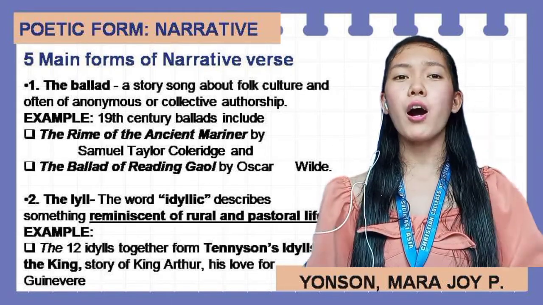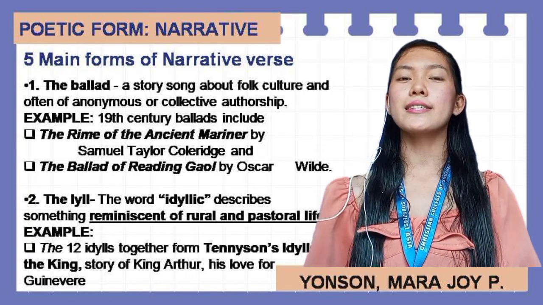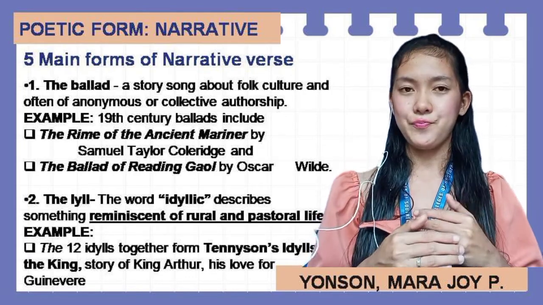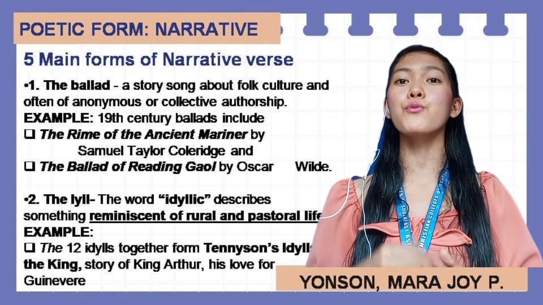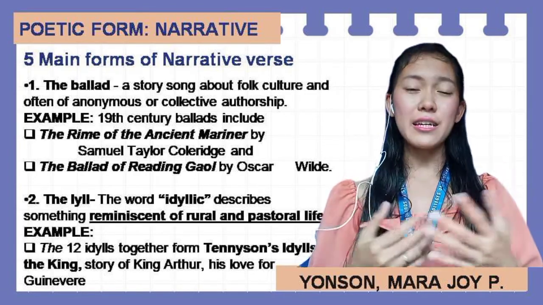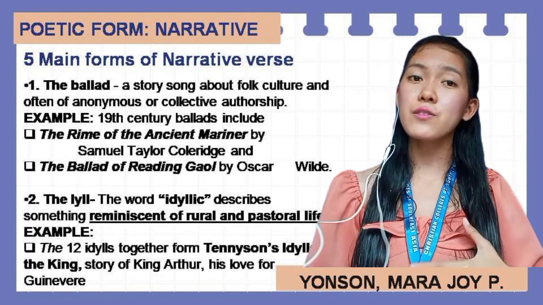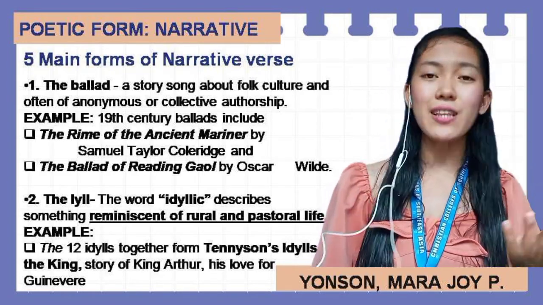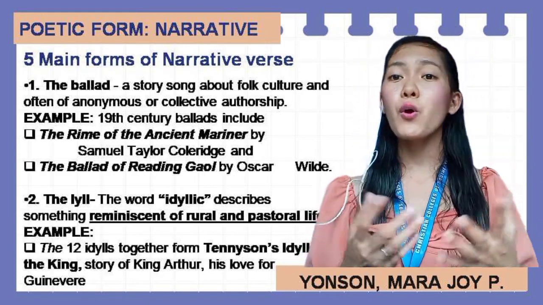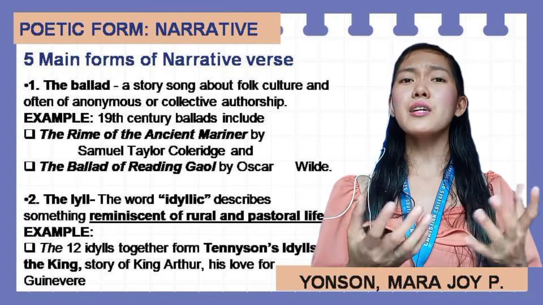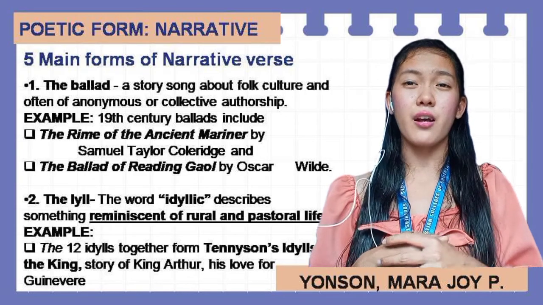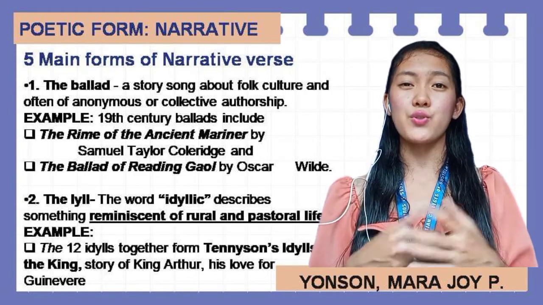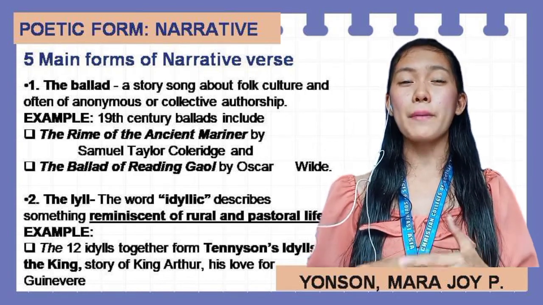The third type of narrative verse is the idyll. The word idyllic describes something reminiscent of rural and pastoral life. Idyll poems, thus, are narrative poems which celebrate, describe, and explore rustic life. Idyllic poetry is typically short, but it still builds a narrative, and often a group of idylls will be strung together to form a larger story.